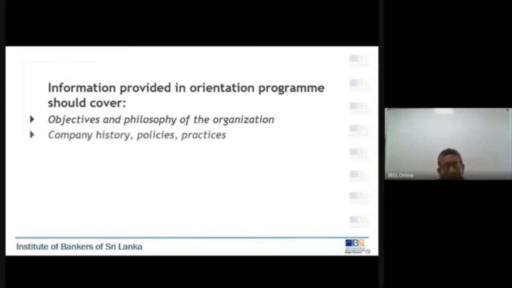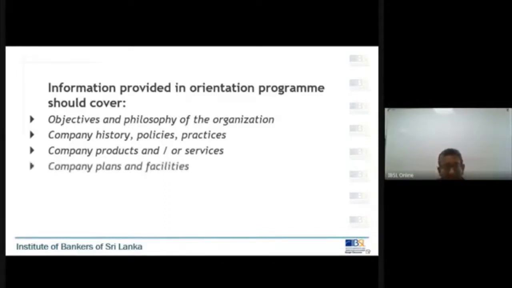Then sometimes they teach you about the bank history. So we have been here for the last 24 or 25 years. What are the policies of the organization? What are the practices? What is the code of conduct? What is the dress code? What about HR? And also what are the company products and services? What are the key financial products you're offering to the customers? Brand names of those, things like that.